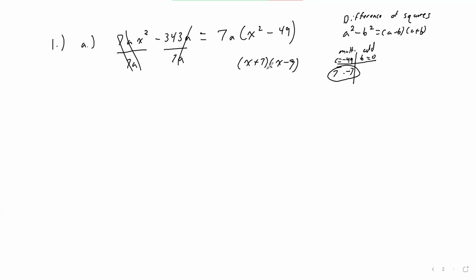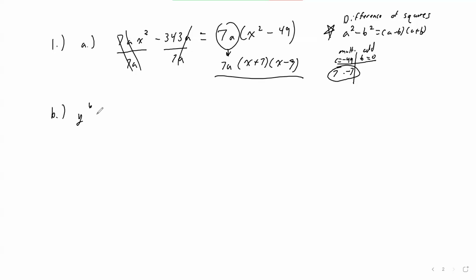So it just becomes x plus 7 and then x minus 7. And then, of course, you would divide by whatever the number of the a is, but there isn't one. So then I'm just going to drop down my 7a. That's all you have to do. So we've learned that this process is a little bit easier than memorizing this part, because it's the same thing that we've been doing. So let's look at some others.